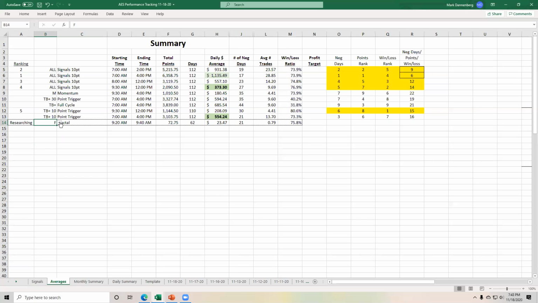So we can look at this data all plus fractals or just all. And if I had 7 to, let's say, 1:13. So 7 to 1, all signals plus fractals is about $1,064.